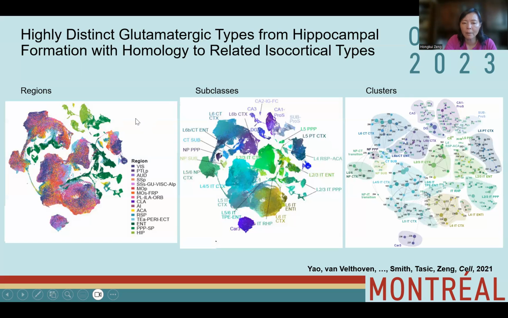Besides those major continents occupied by cortical neurons, the glutamatergic neurons from hippocampal formation are all present in many tiny islands near the continents, suggesting that the glutamatergic neuron types from hippocampal formation or HPF are highly distinct, not only from the cortical neuron types, but also from each other.